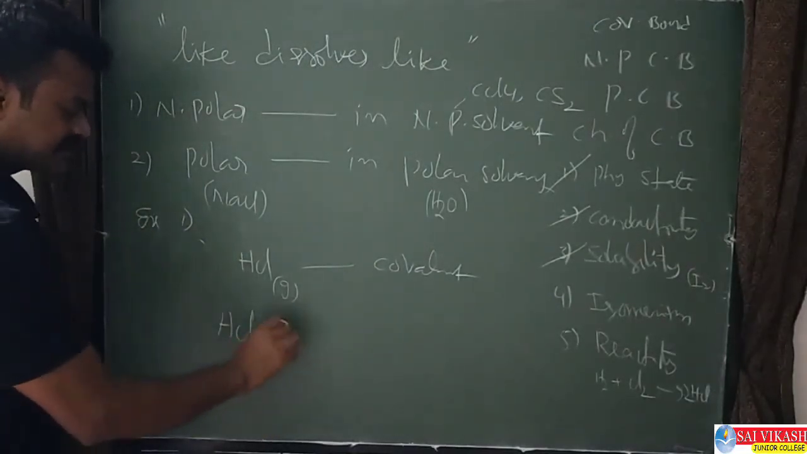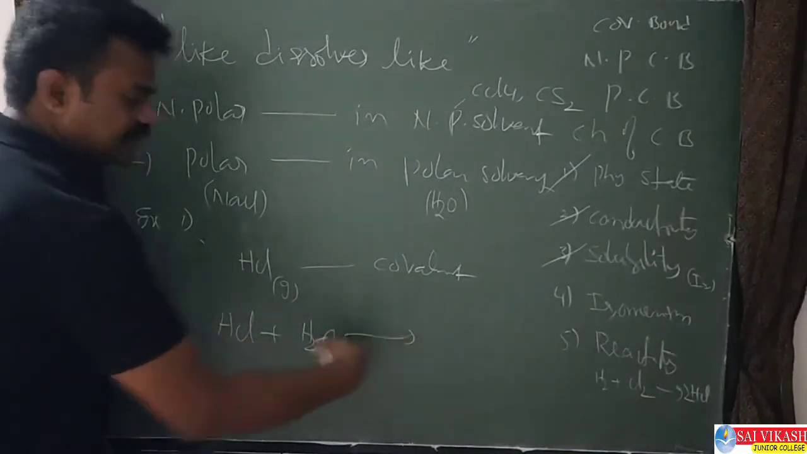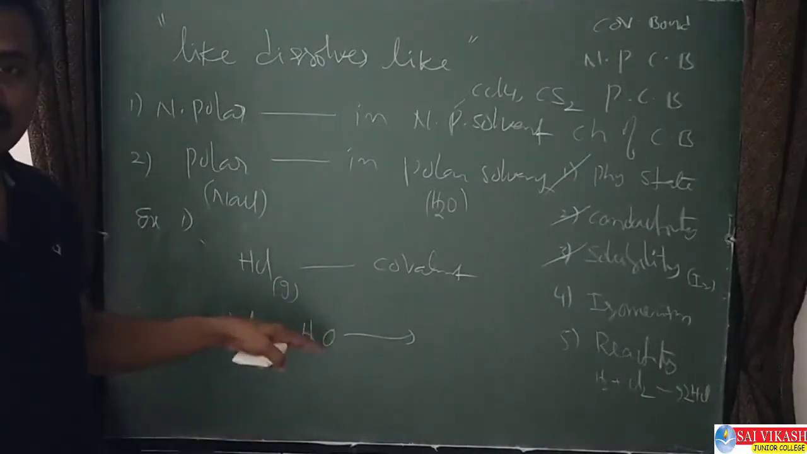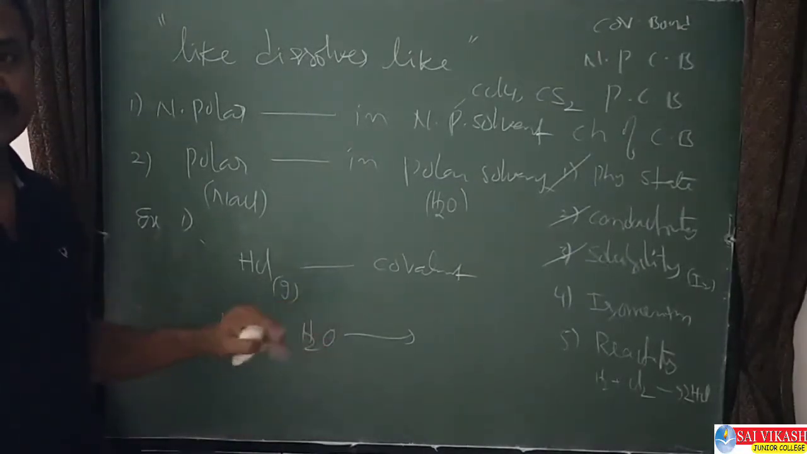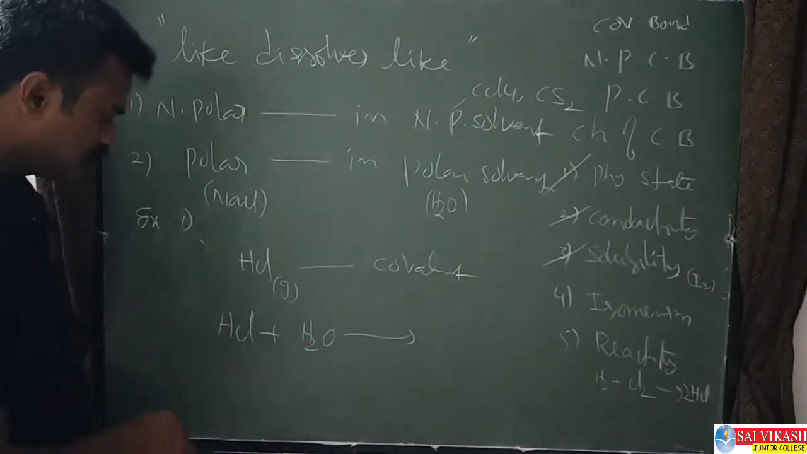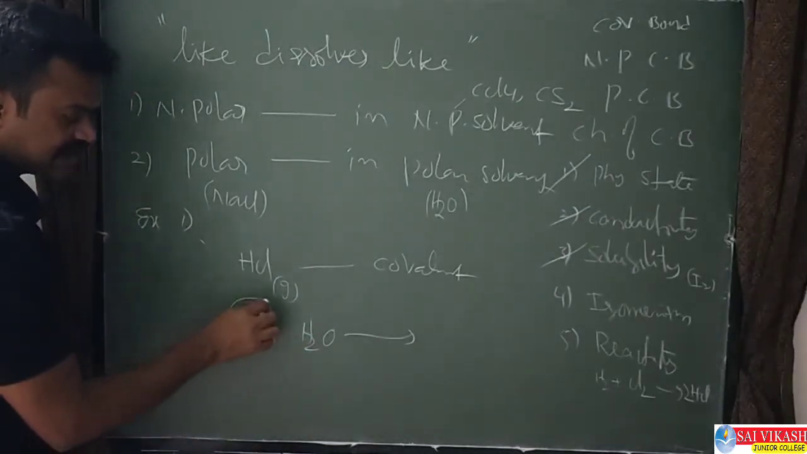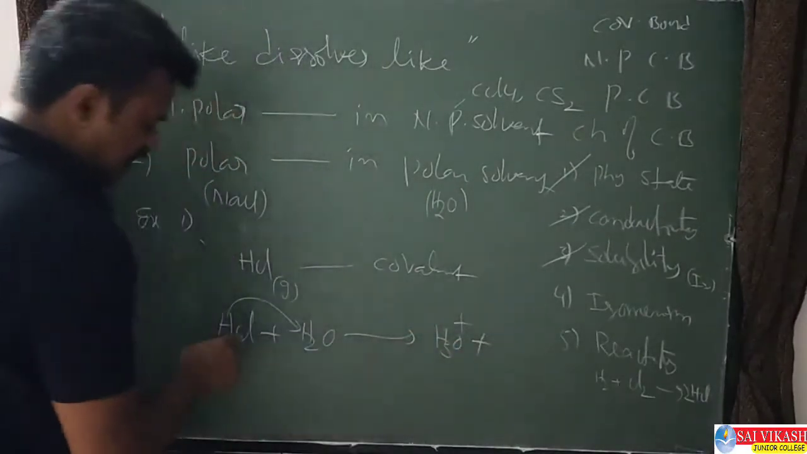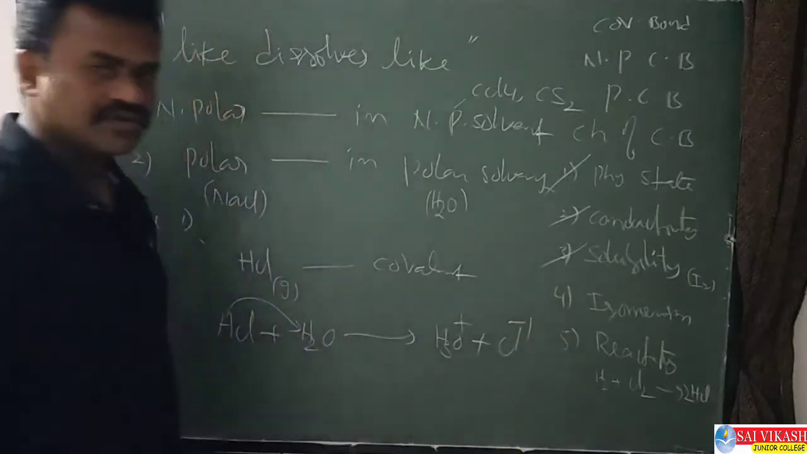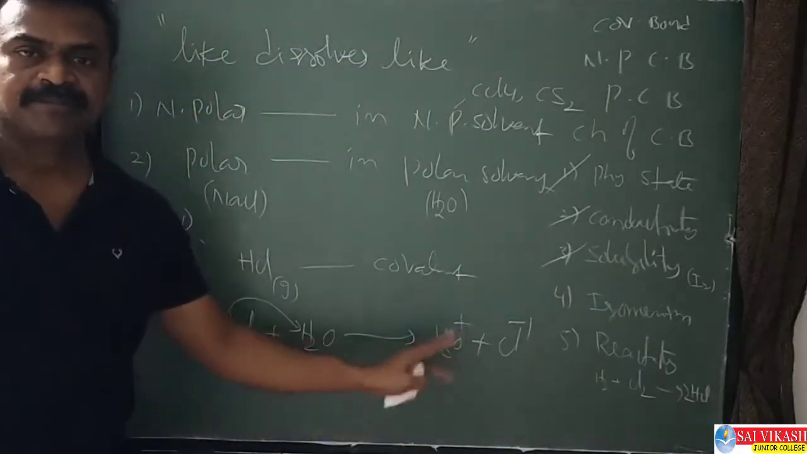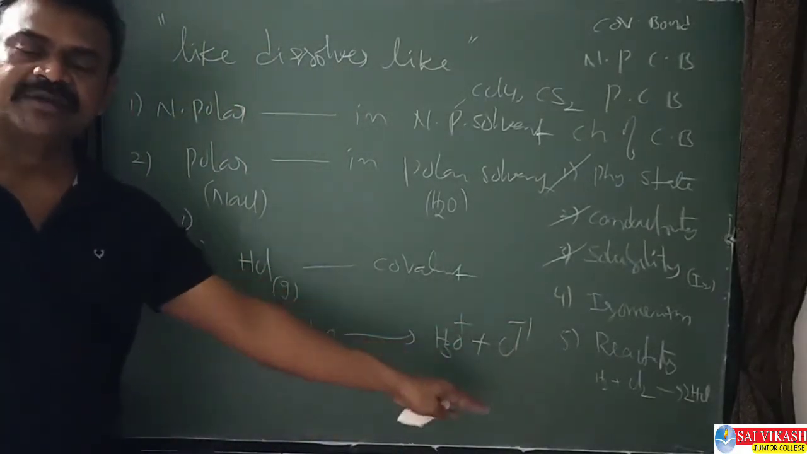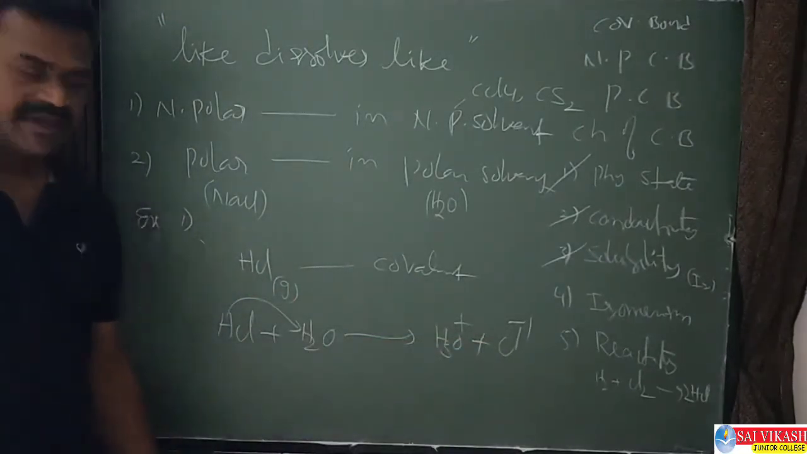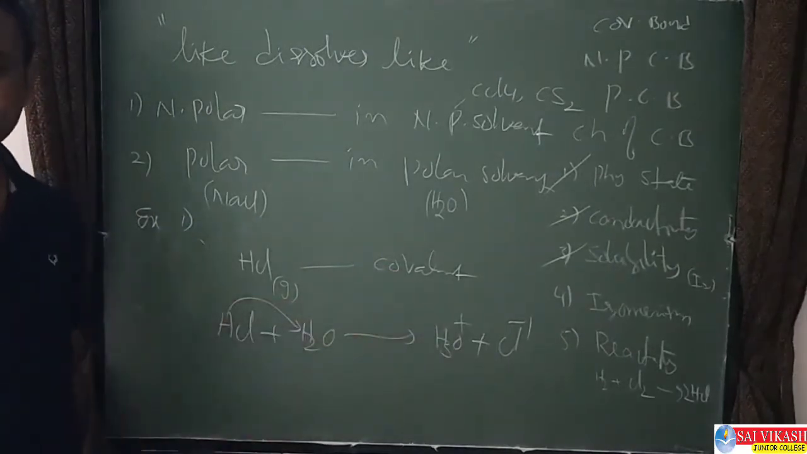Suppose the same HCl dissolves in water, meaning the aqueous form. When it dissolves in water, see what happened? One H is added to H2O. It forms H3O plus, and the Cl is lost out. See, plus and minus are forming. Plus and minus means ions are forming, and ions forming is nothing but polarity. So it will act as an ionic compound.